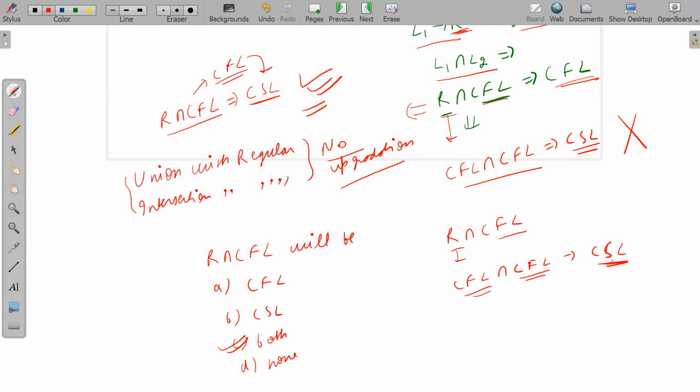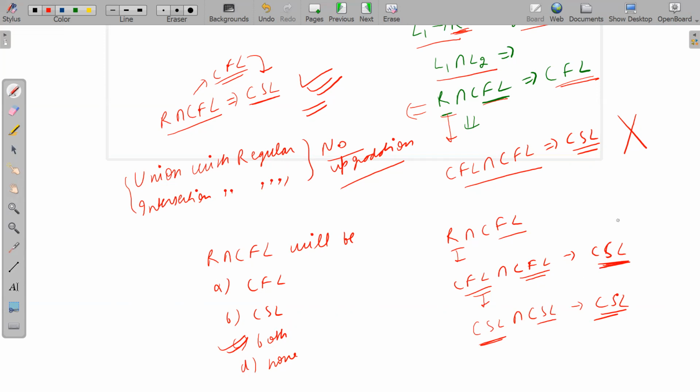Why is this CSL? Because you know that CFLs are not closed under the intersection operation. Since they are not closed, I can apply upgradation here also. Every CFL is CSL. CSL intersection CSL, and CSLs are closed under the intersection operation, so you will definitely get a CSL. I hope I have made the point clear. So intersection of two CFLs is CSL. This is always a true statement.